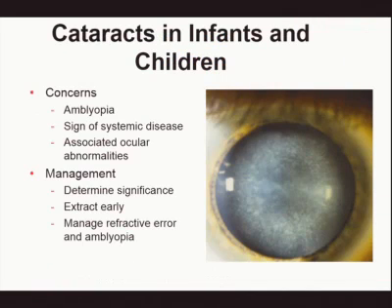Childhood cataracts. So the concern is with cataracts, you can develop it in one eye or both eyes. If you have it in just one eye, you can get amblyopia. You want to look for signs of systemic disease and associated ocular abnormalities. The management depends on how significant the cataract is, so not every single cataract has to be surgically removed. Some of them are very small or not very dense, and so they're not considered visually significant. But if they are visually significant, you want to have them removed early, and then after that, we're managing refractive error and amblyopia.